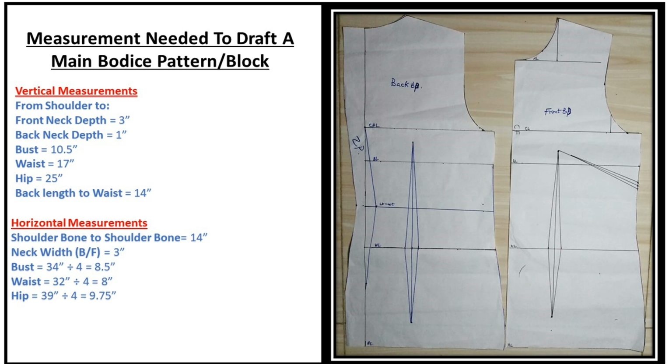And for the horizontal measurement, we shall be needing shoulder bone to shoulder bone, 14 inches. The neck width, which is standard for both front and back, is 3 inches. The bust circumference 34 inches. The waist circumference 32 inches. And the hip circumference 39 inches. All the circumferences shall be divided into 4 equal parts. So right now, let's go into the main practical.